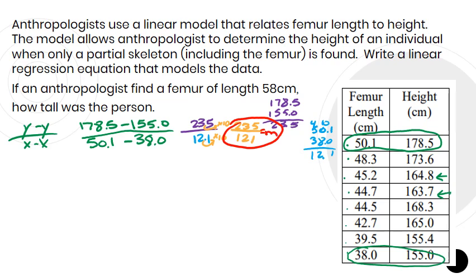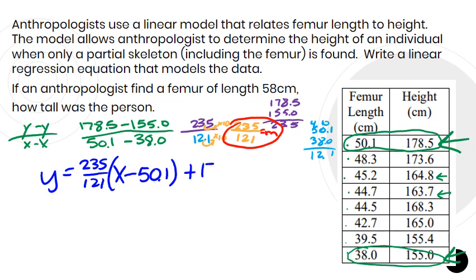Next, I need to write an equation. I can use either point that I originally used. I'm just going to go with the first one for the fact that it's the first one, no other reason. So I have y equals my slope of 235 over 121, followed by an x. My x value, I'm going to subtract 50.1, and I'm going to add 178.5. I know we have some decimals in there, but it's hard to avoid when those are given to me as points. Slope-intercept form doesn't make sense, so in this case I would just leave it in point-slope form.